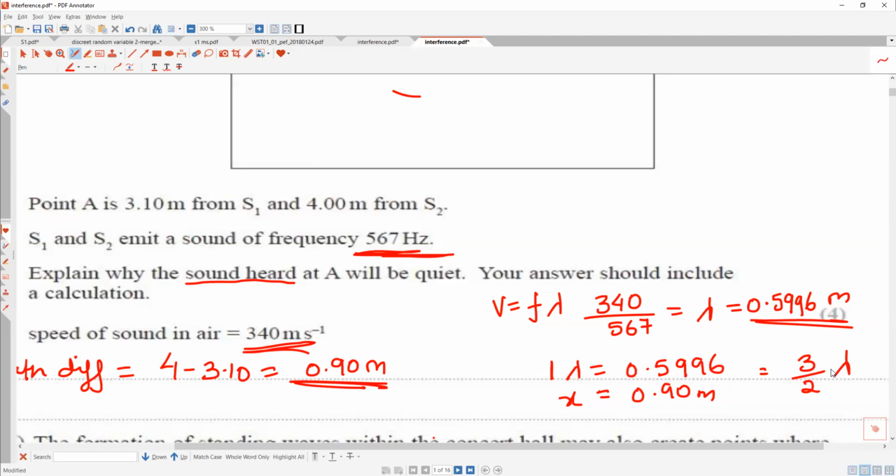For 4 marks, you write 3/2 lambda. I have to say the path difference is an odd half a wavelength, so it's an antiphase. Destructive interference of both waves. So what will happen? Zero amplitude. Therefore quiet. Online, everyone, understood?